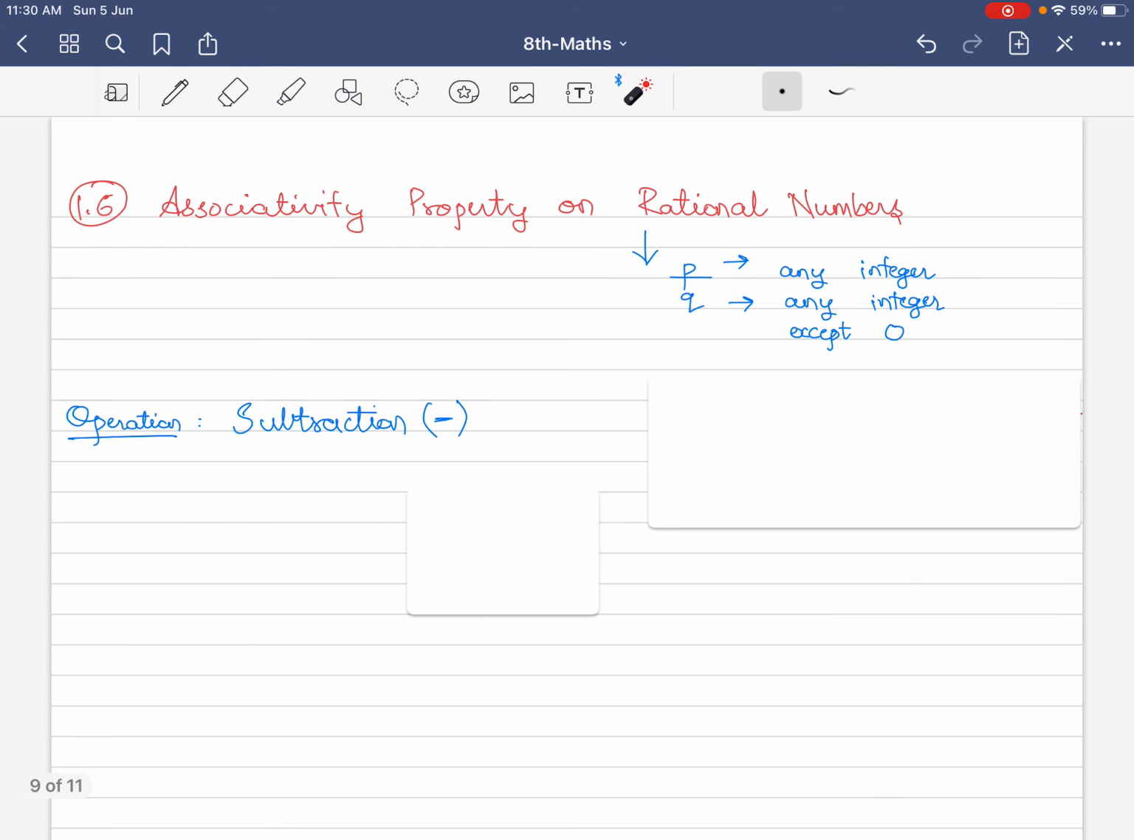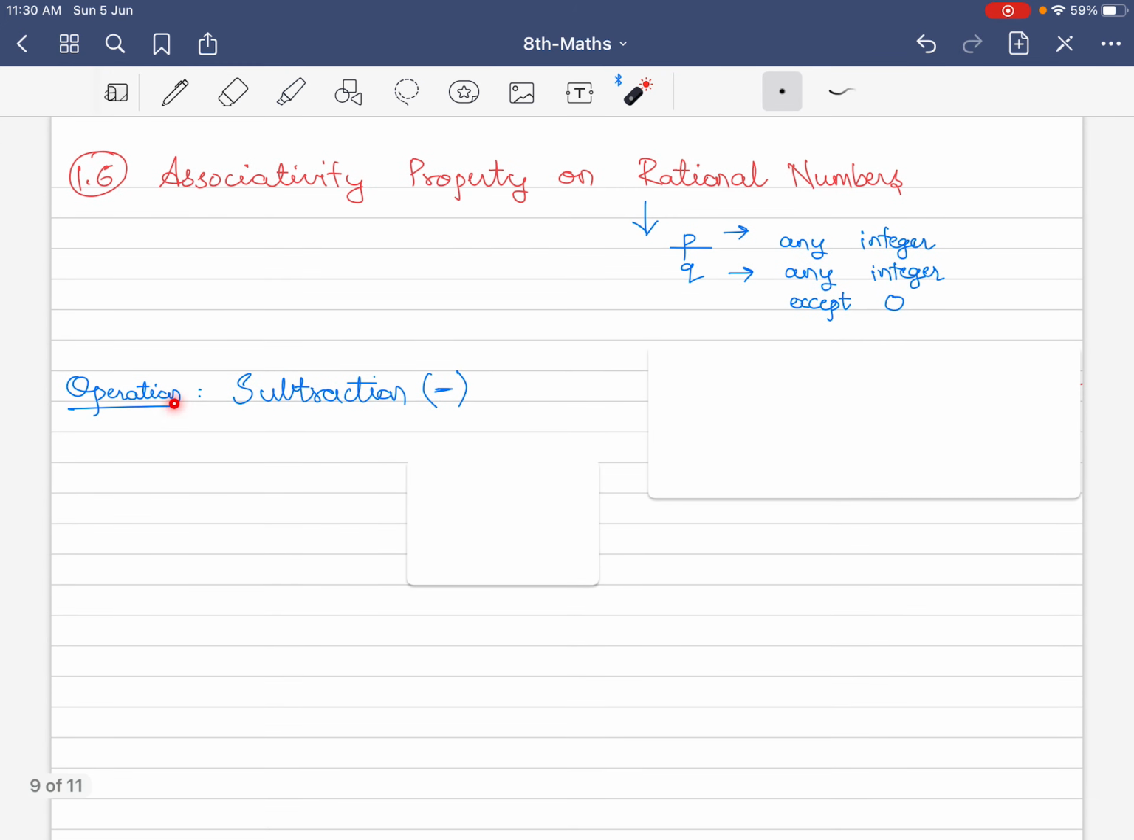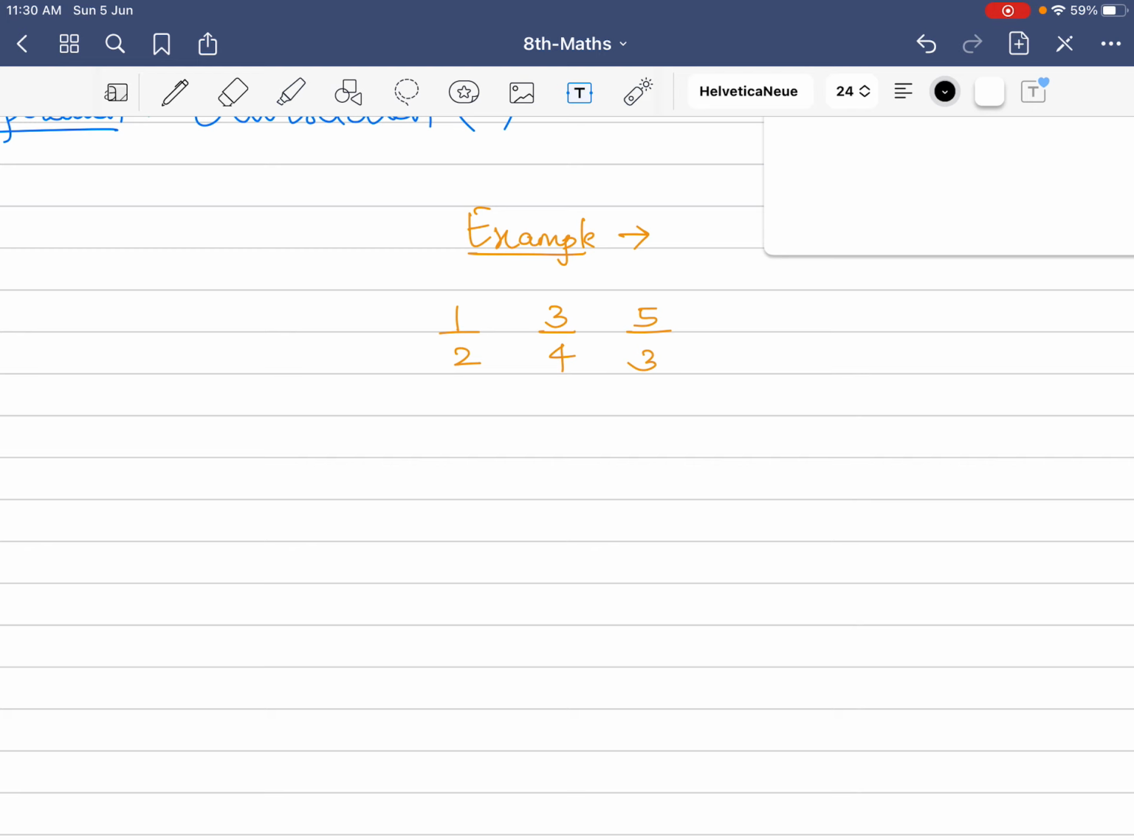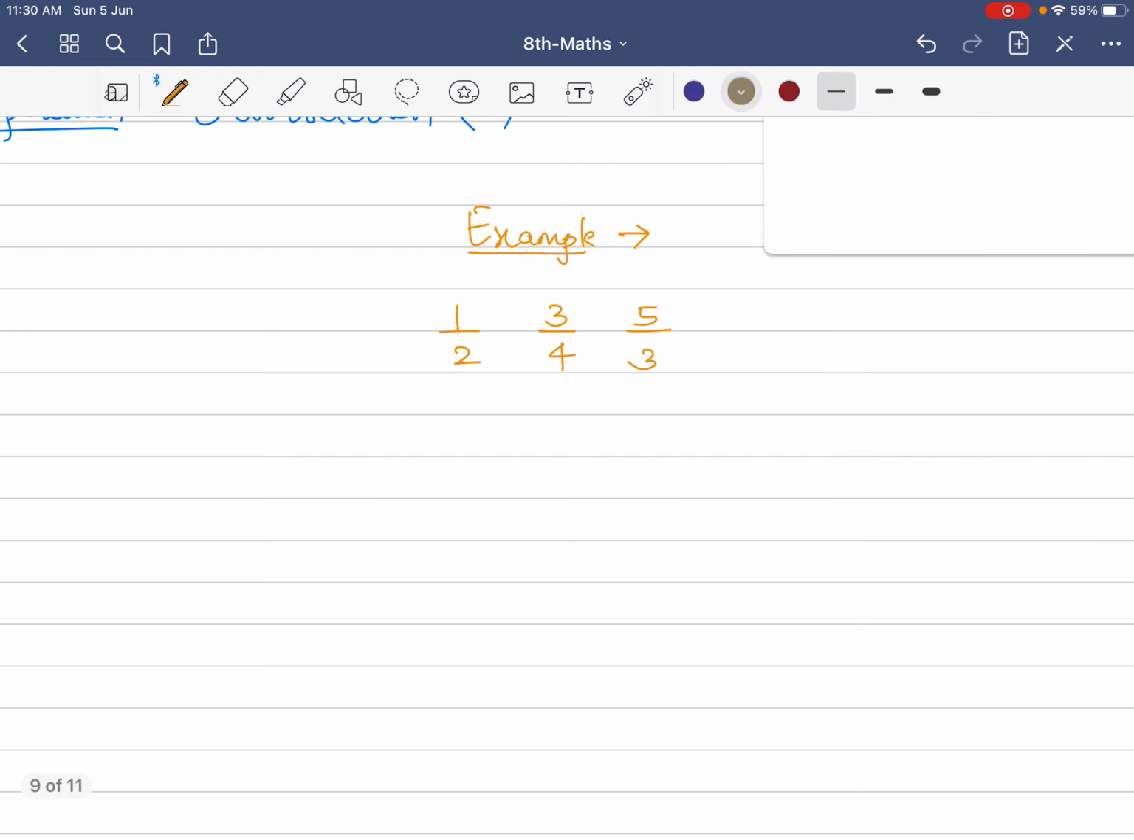Now very similarly, we do the exact same procedure for the operation of subtraction. So here I'm going to be a little bit faster. Again I have taken the same three numbers, 1 by 2, 3 by 4, 5 by 3, and they are our rational numbers. So we start by inserting this minus operation in between them.